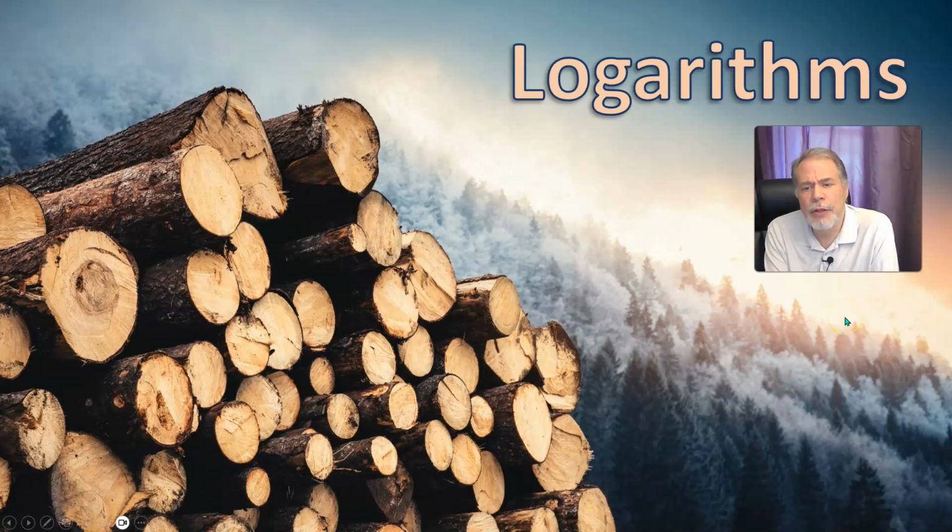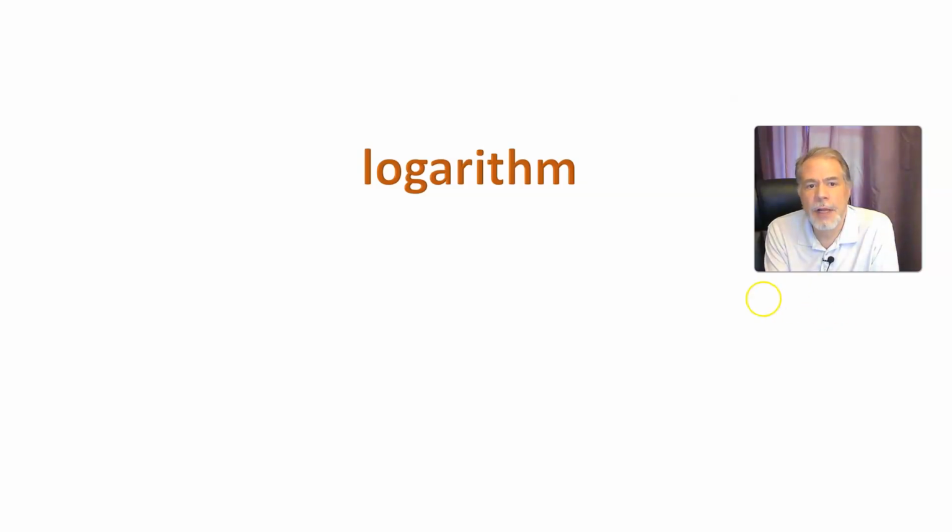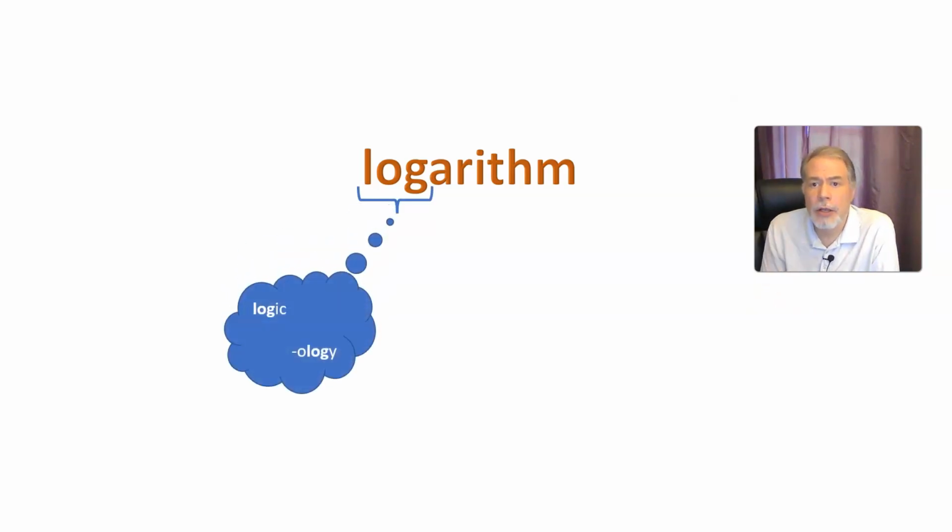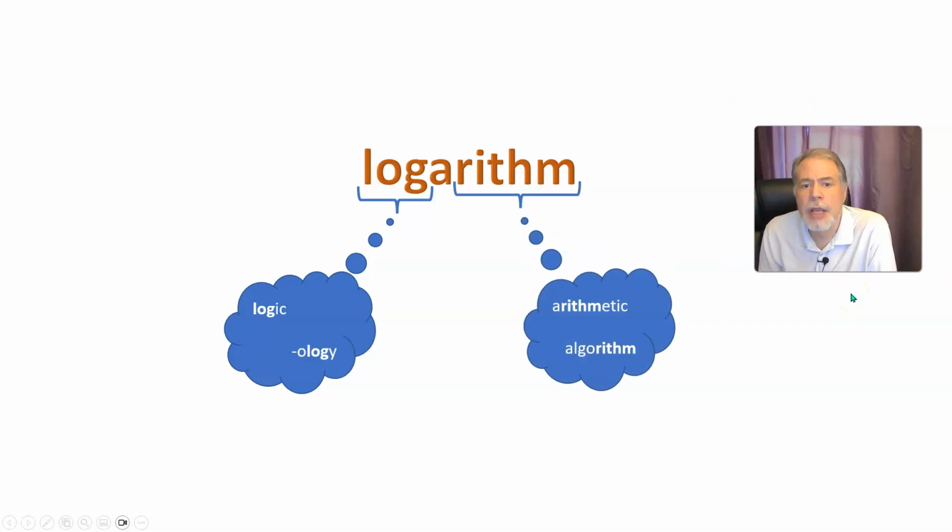Where does the word logarithm come from? Well, it's made up of two parts, log and rhythm. And log comes from the Greek word logos, which is also where we get our word logic, as well as words that end with L-O-G-Y that indicate the study of something, like psychology, geology, archaeology, theology, things like that. And then the rhythm part of the word comes from arithmetic, and maybe also algorithm.